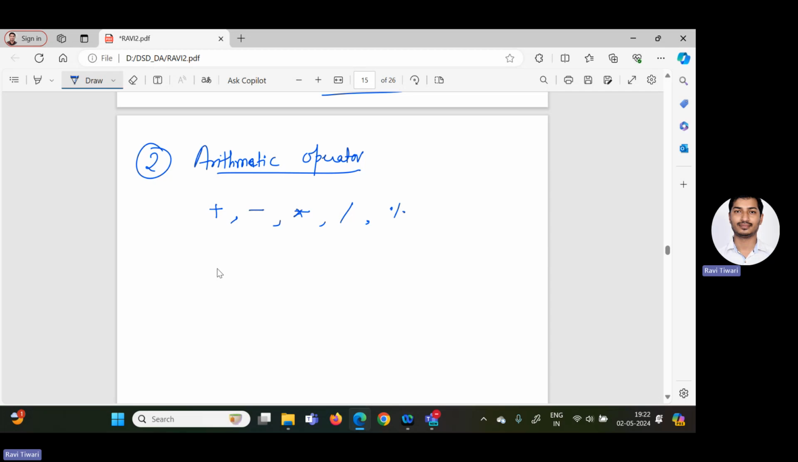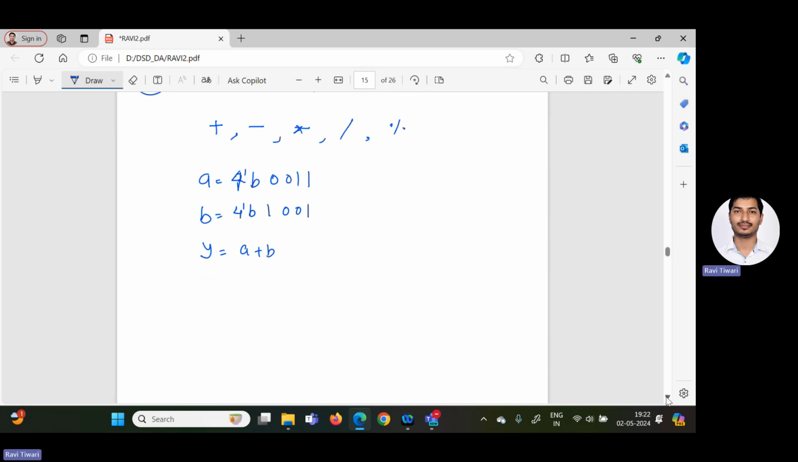For example, you want to add two numbers, how will you write it? a will be written as, for example, 4'b0011, and b I am writing as 4'b1001, for example, like this. And I am writing y is equal to a + b. That means it will perform the arithmetic addition. Okay, so how will you do it?